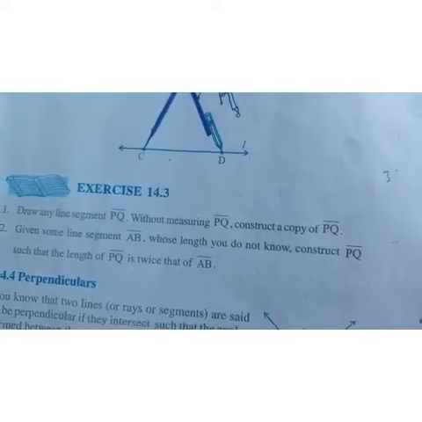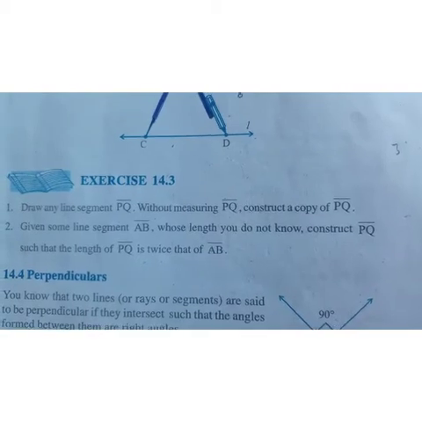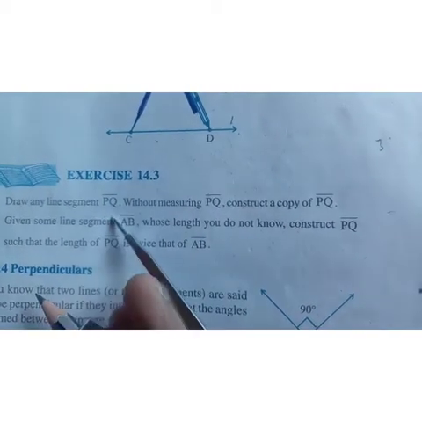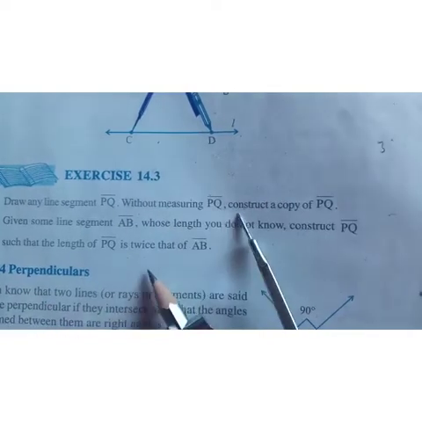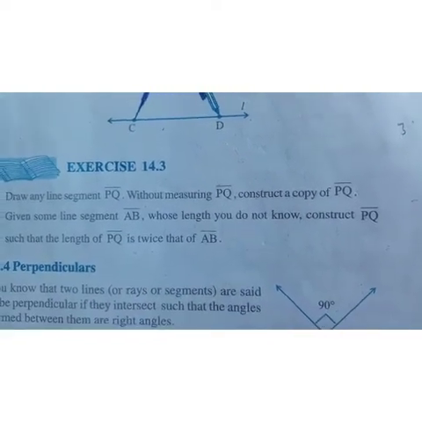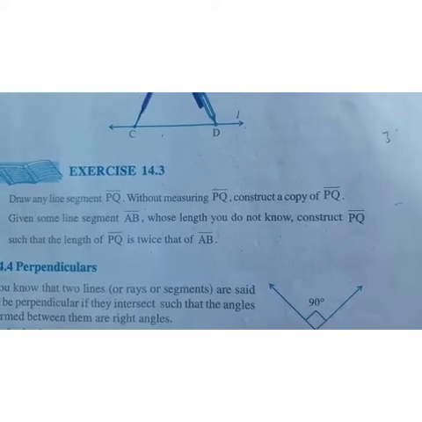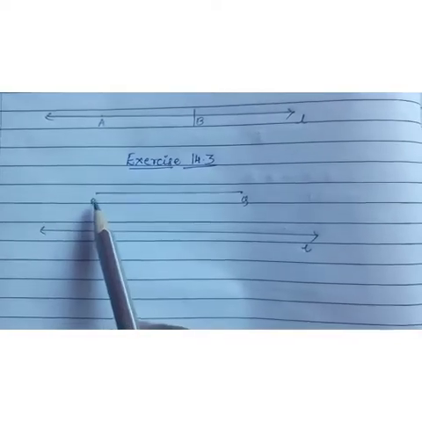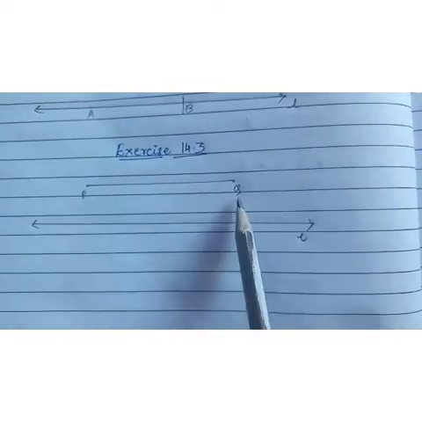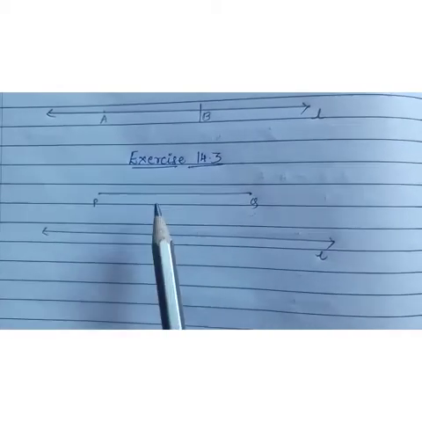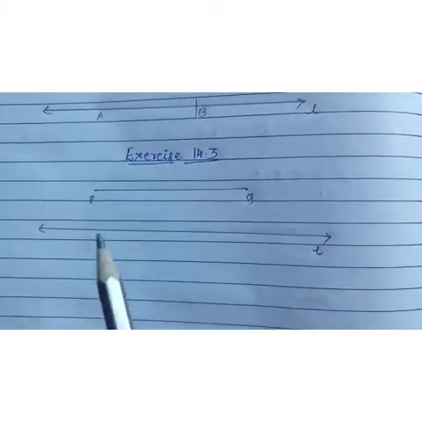Now let us start with exercise 14.3. First question is, draw any line segment PQ. Without measuring PQ, construct a copy of PQ. So children, you have to follow the same method. First, draw a line segment PQ. So students, I have taken a line segment PQ and the measurement is unknown. Now you have to construct the copy of PQ in this line.